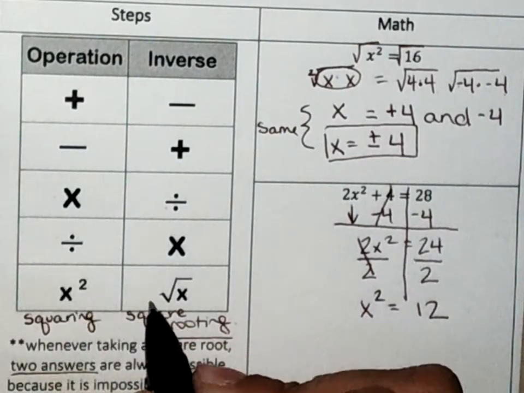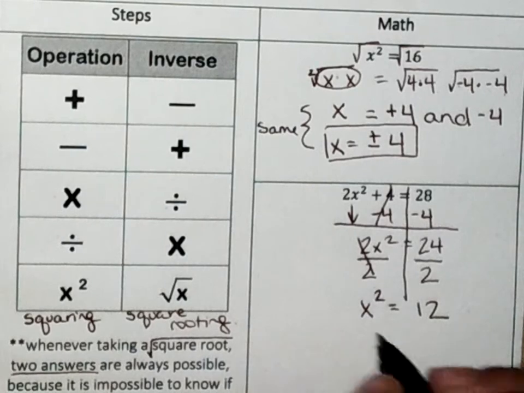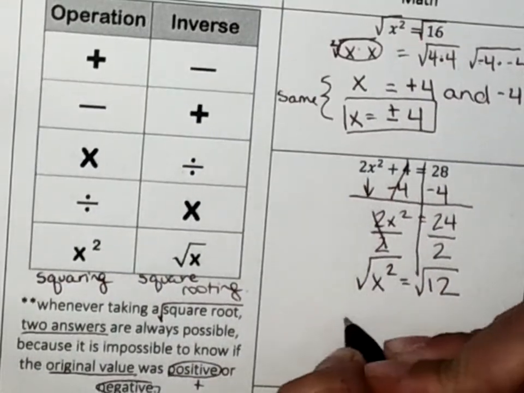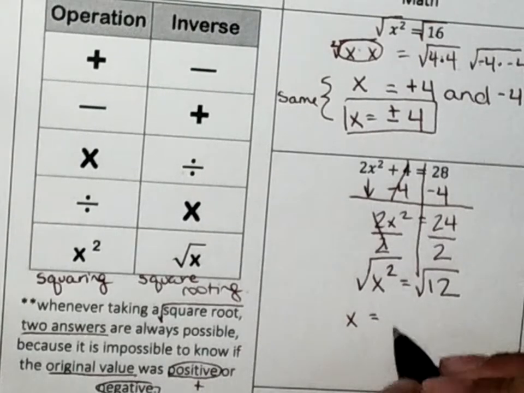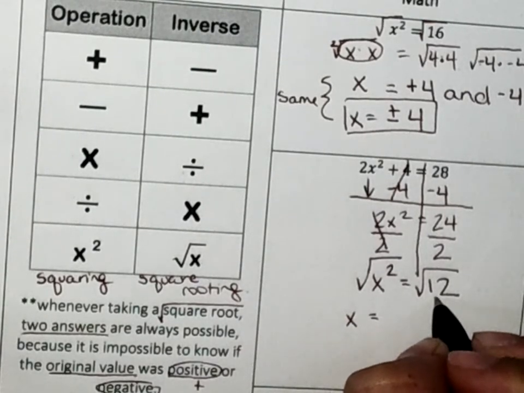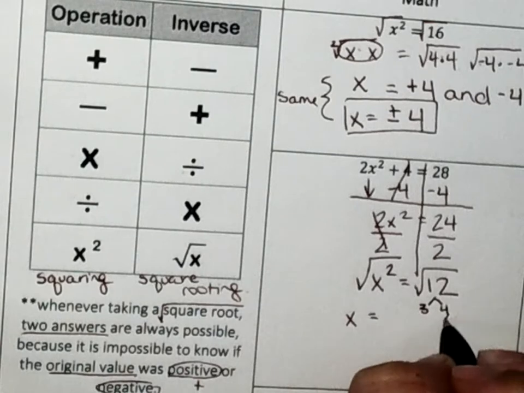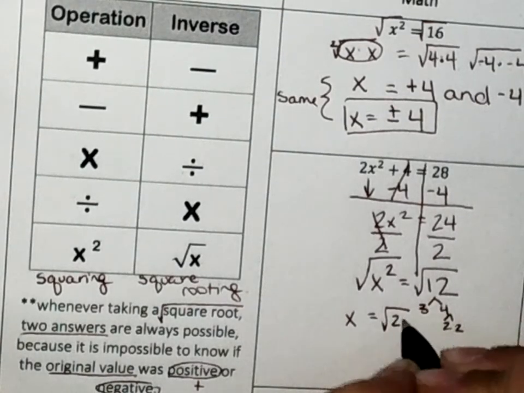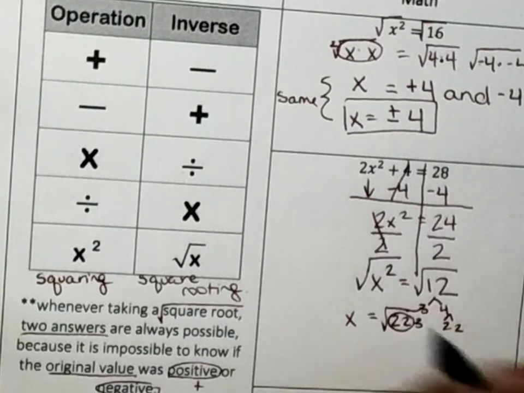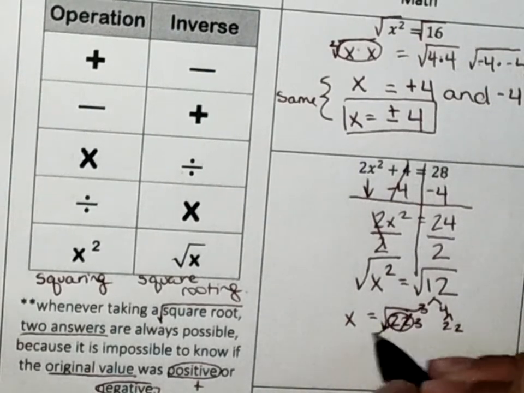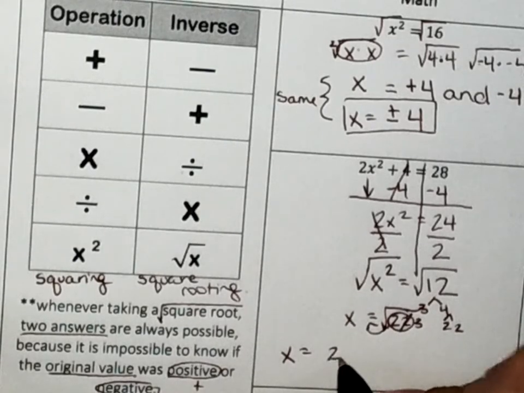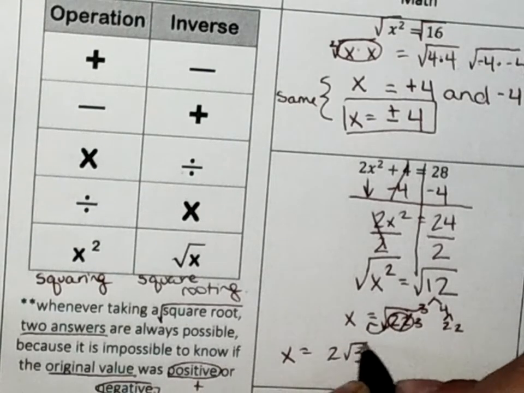Now once again, the opposite of squaring is square rooting, so I'm going to take the square root of both sides. I know that this simplifies into x, and this can be rewritten as, if we broke it down, 3 and 4 and 2 and 2. So because we have a perfect group of 2, I'm going to pull one of those out, and we are left with x equals 2 root 3.